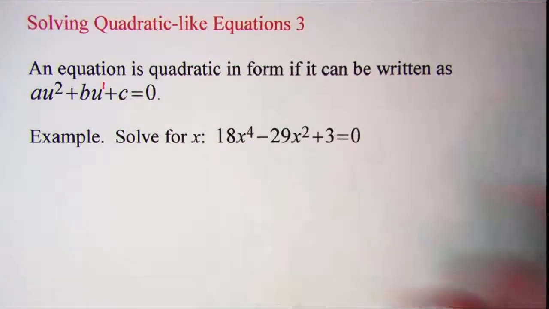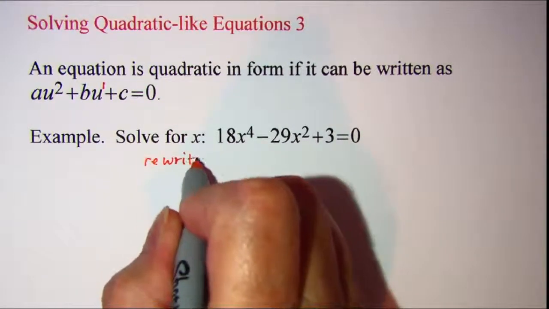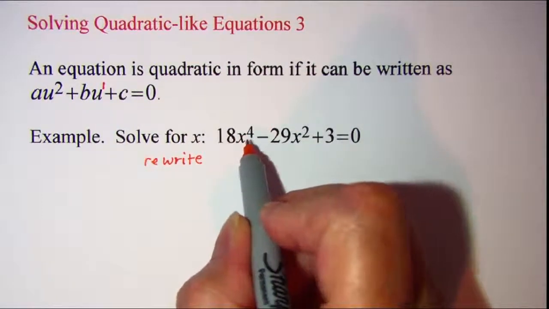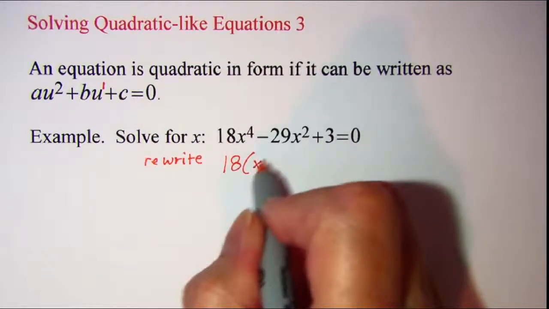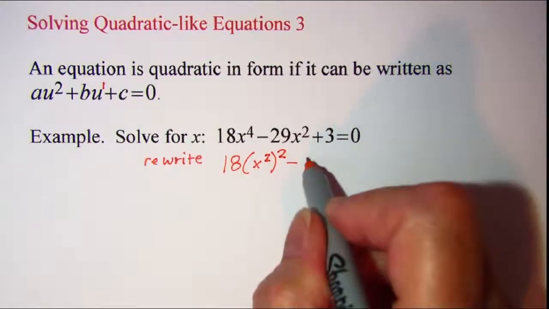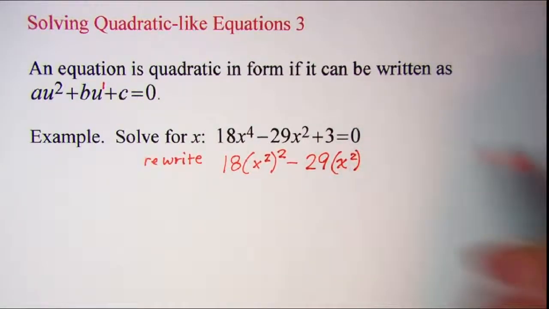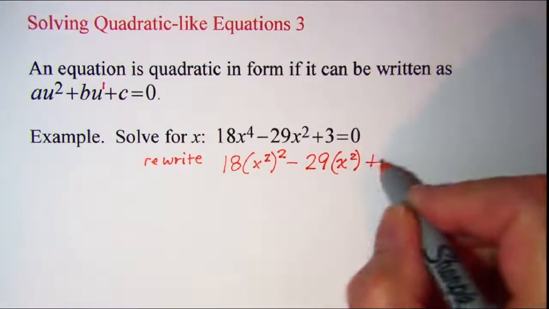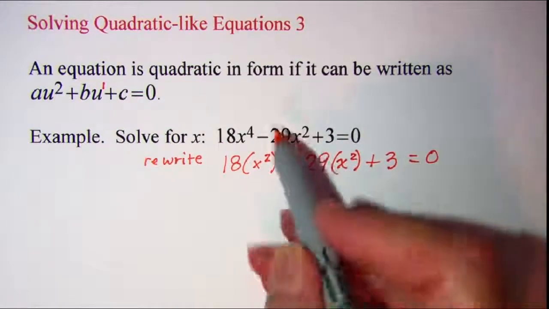What I'm going to do is a rewrite. And I'm going to write this as x squared squared. So I have 18x squared squared minus 29x squared, and I'm going to put that in parentheses, and you'll see why in a minute, and then plus 3 is equal to 0.